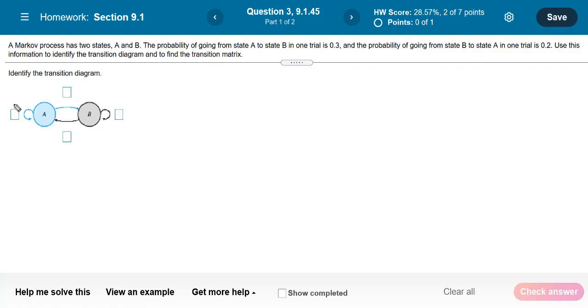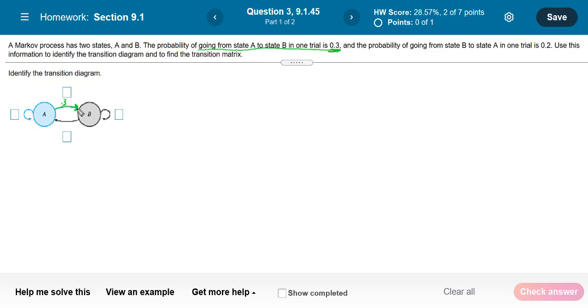In the first part of question 3, we need to take the description of the transition and complete the transition diagram. So in the beginning, we're going from A to B, and that's a 0.3. So here on our diagram is the arrow from A to B. So this will be a 0.3.